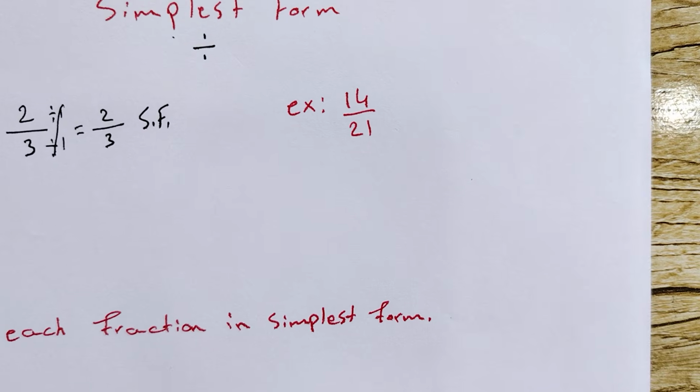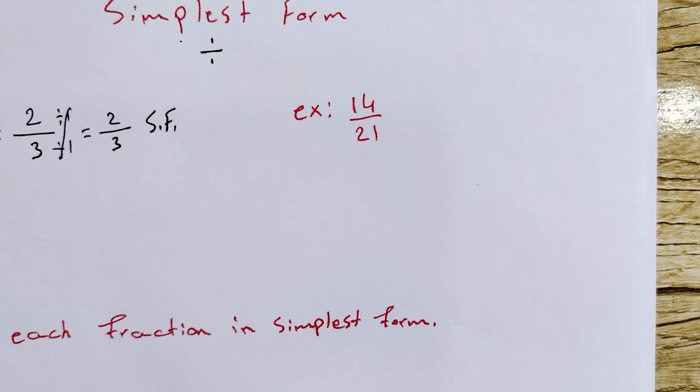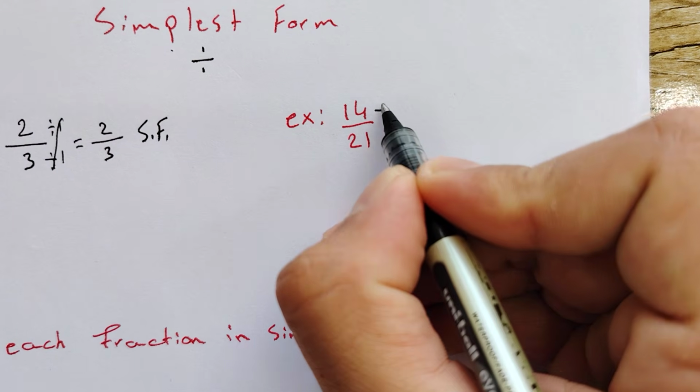Okay, another one. We have 14 over 21. In that one, same thing, we use division.